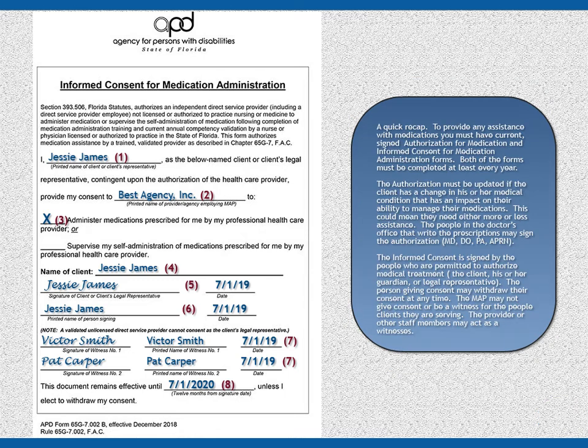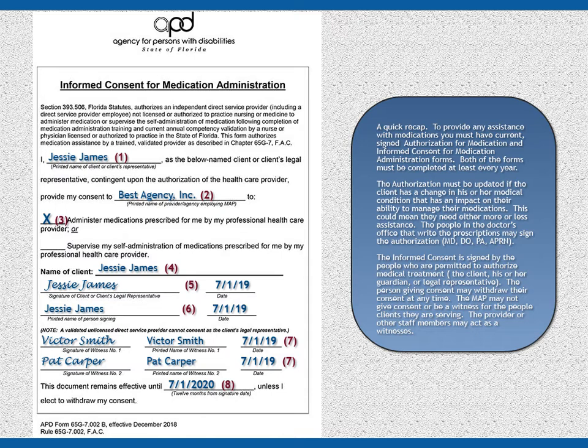A quick recap. To provide any assistance with medications, you must have a current and signed authorization for medication administration and informed consent for medication administration forms. Both forms must be completed at least every year. The authorization must be updated if the client has a change in his or her medical condition that has an impact on their ability to manage their medications. This could mean they need either more or less assistance.